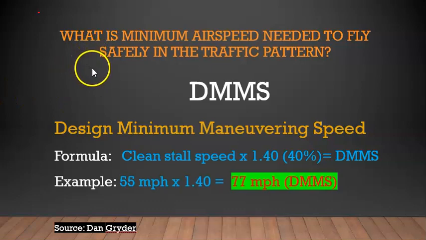came up with a formula basically. And he came up with a term. He called it the design minimum maneuvering speed. It's a minimum speed that if you fly this speed, and especially if you need to maneuver in the traffic pattern using normal maneuvering, you should be safe in the traffic pattern. And this formula is basically, you get your clean stall speed, which is the bottom of the white arc, and you increase it by 40%.